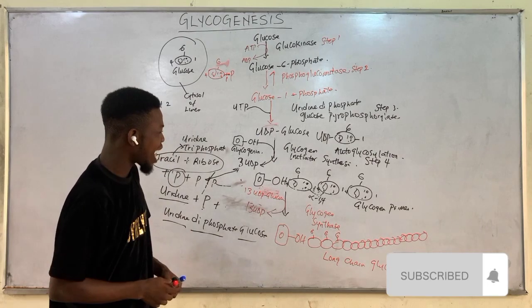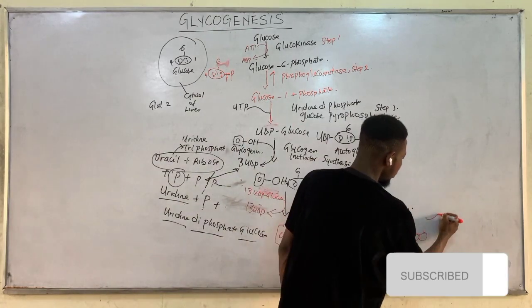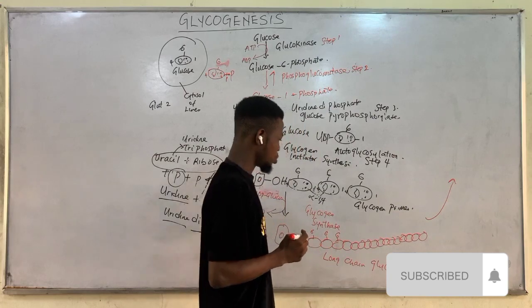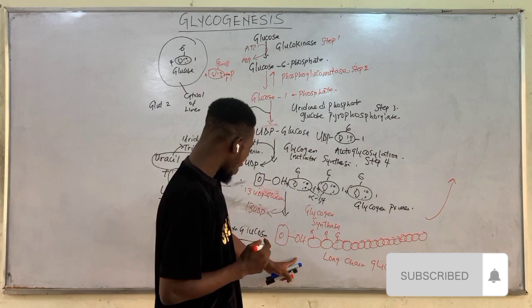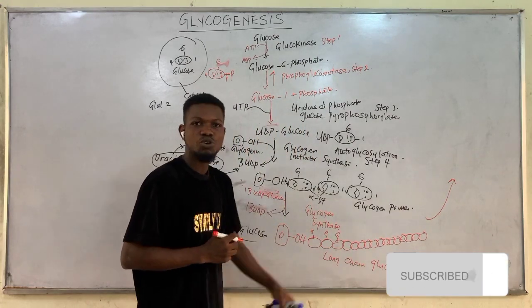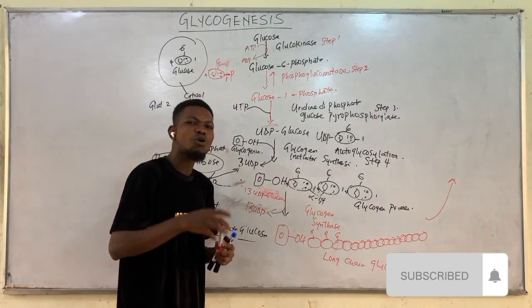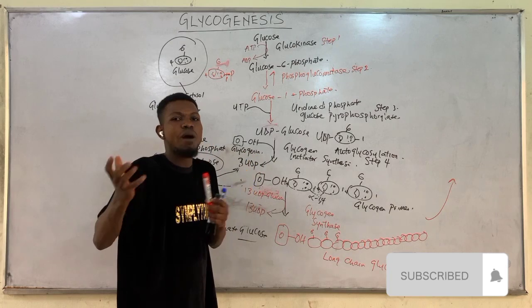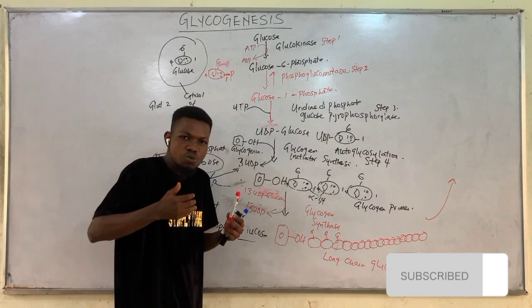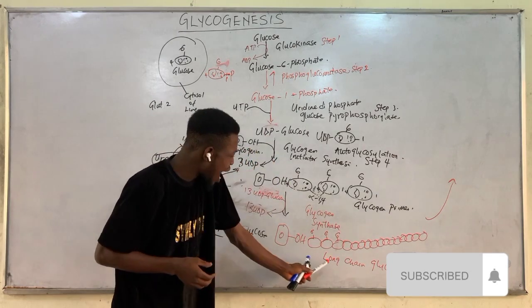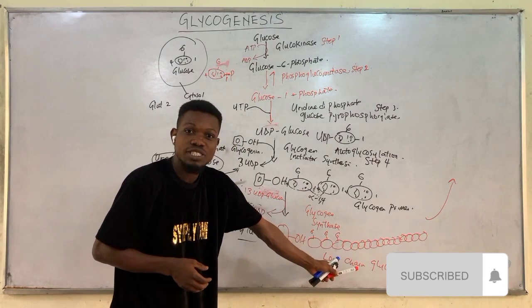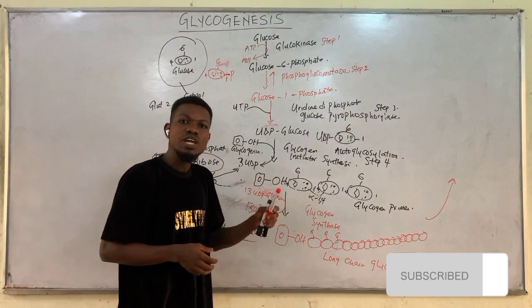Now the last enzyme. So what do we have here? We have this long-chain glycogen. So this long-chain glycogen, don't forget, glycogen is a multi-branch polymer of glucose. So glycogen exists as linear and branched. We already have a long-chain, linear glycogen, so this will be branched. So how will it become branched?